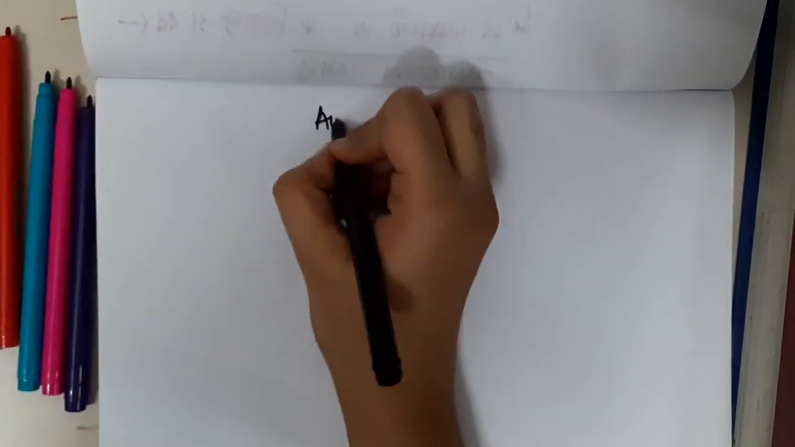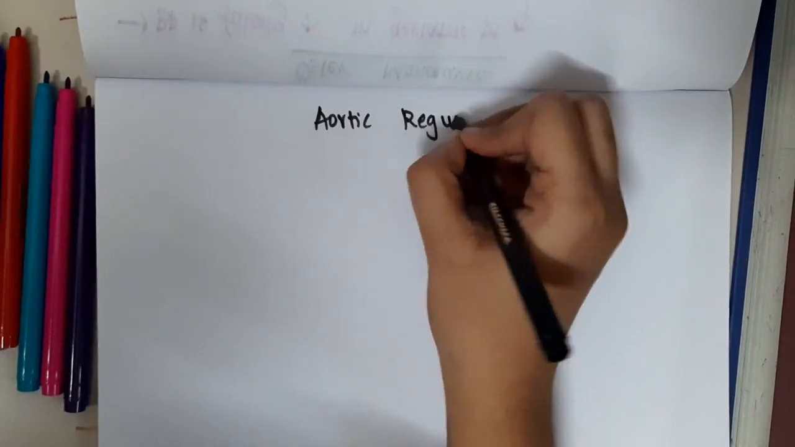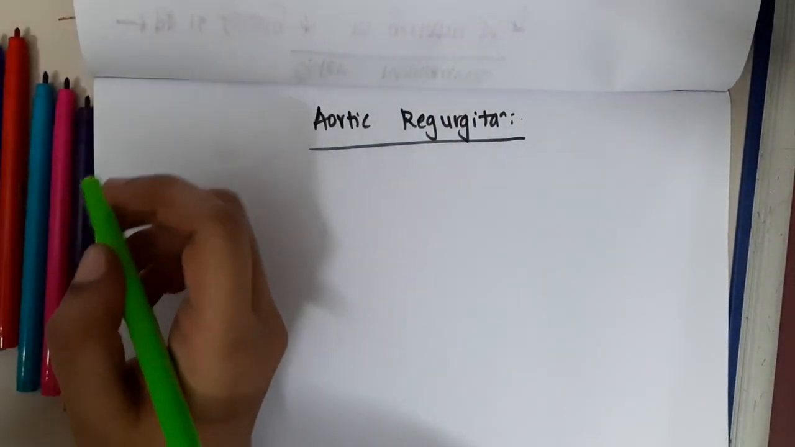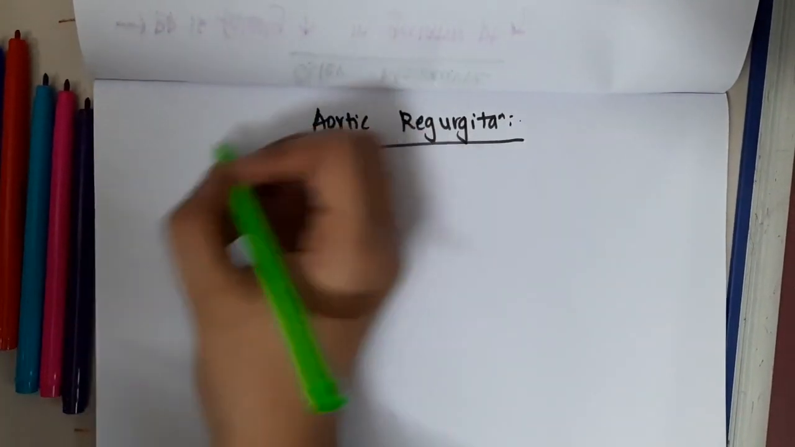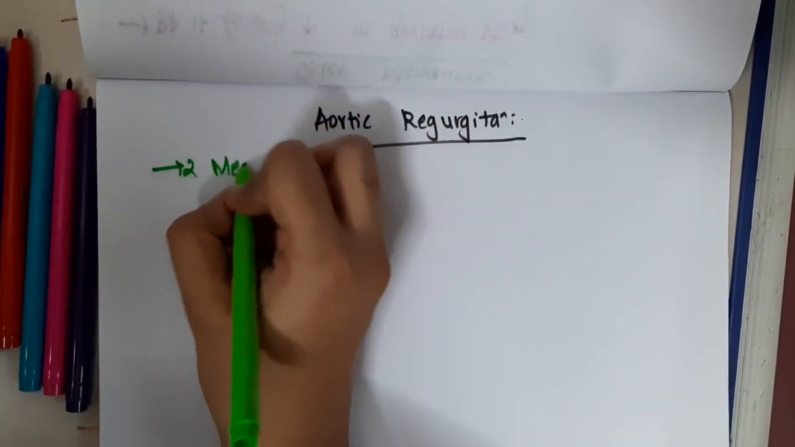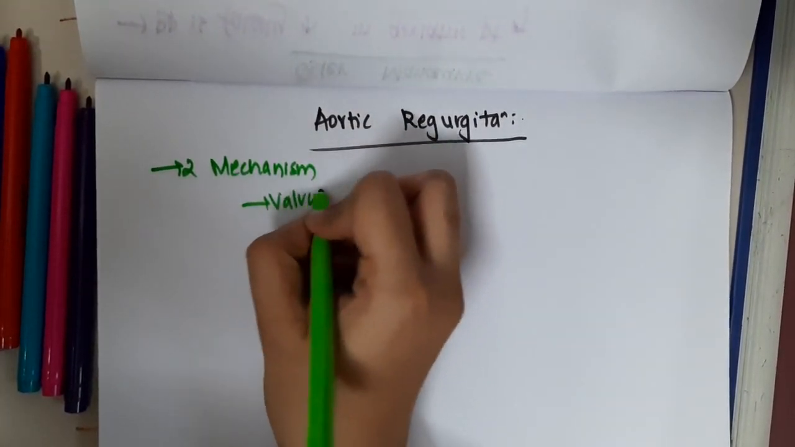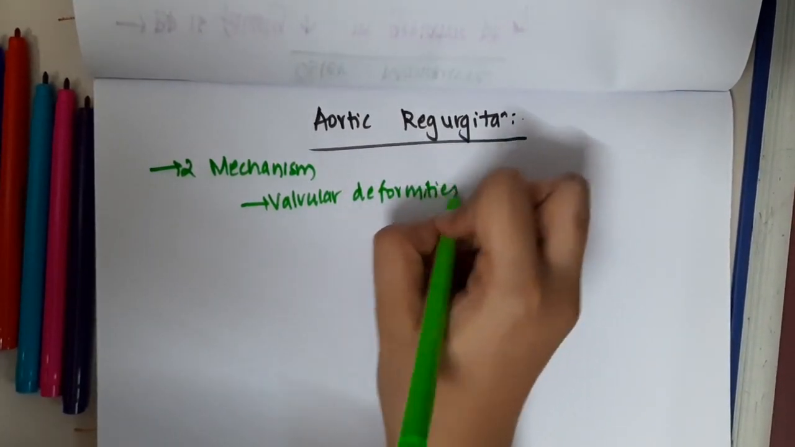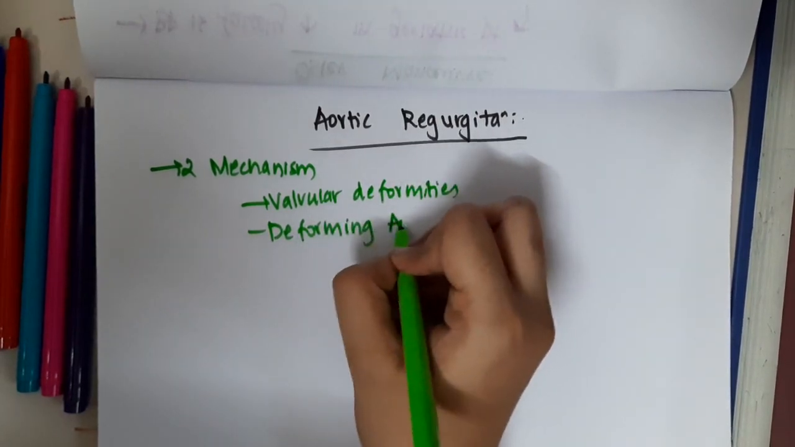Hello friends, let us now learn some important points about aortic regurgitation for TPG. Aortic regurgitation occurs by two mechanisms. So what are the two mechanisms? These include valvular deformities, and second, deformities of the aortic root.